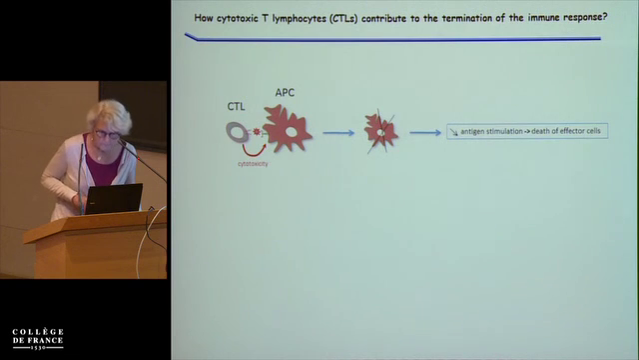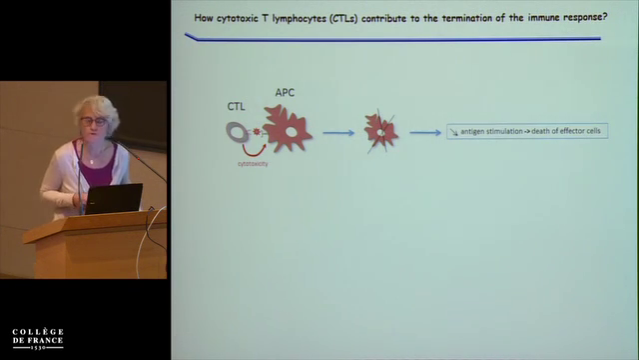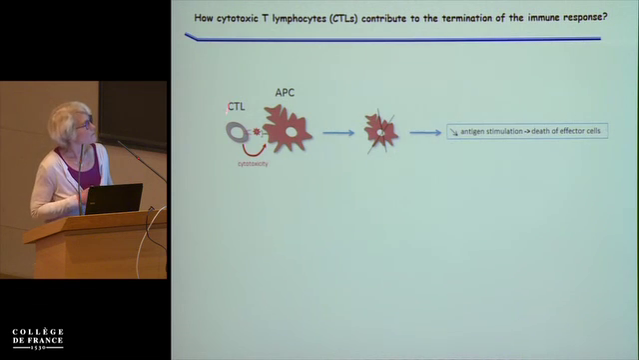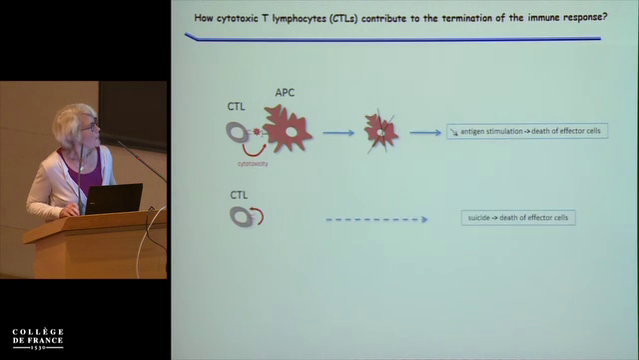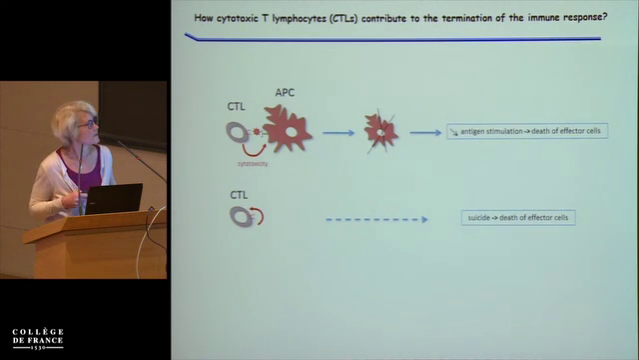So this cytotoxic activity of lymphocytes contributes to the termination of an immune response, likely by downregulating antigen stimulation through elimination of the cells which lead to this antigen stimulation. But it has been proposed that other mechanisms of cytotoxicity may participate. It has been proposed that cytotoxic cells can kill themselves by suicide.